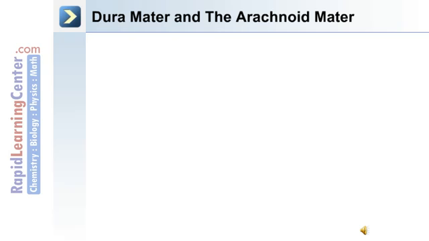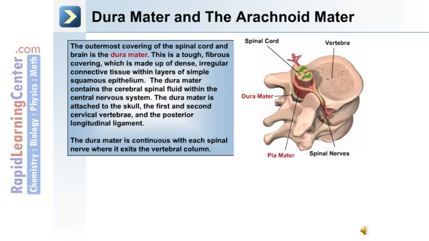The outermost layer is the dura mater, and this overlies the arachnoid mater. The dura mater is a tough, fibrous covering made up of dense, irregular connective tissue, and this is within layers of simple squamous epithelium. The dura mater contains the cerebrospinal fluid within the central nervous system. It's attached to the skull, the first and second cervical vertebrae, and the posterior longitudinal ligament. The dura mater is continuous with each spinal nerve where it exits the vertebral column.